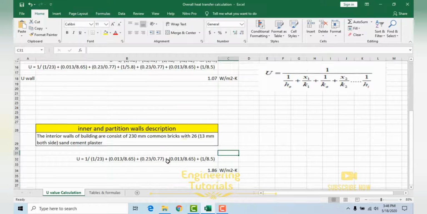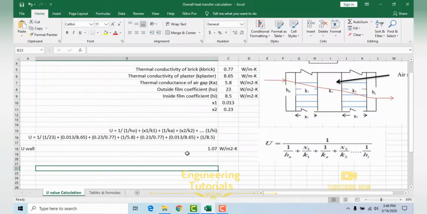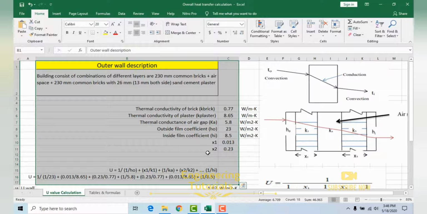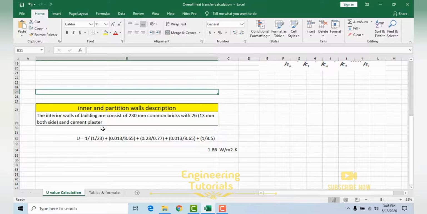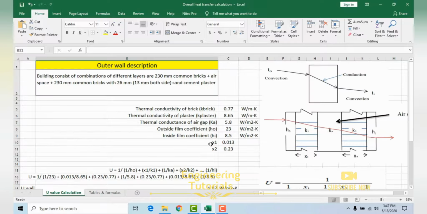So this is how you can calculate the overall heat transfer coefficient U values. In the same way, if you know the materials for the roof, floors, and doors, you can calculate the U values for every single material, because these overall heat transfer coefficient U values are the things we are going to use in our HVAC system design. While designing our system, this is a very important parameter that needs to be calculated first, to calculate the heat transfer and your heat loads.